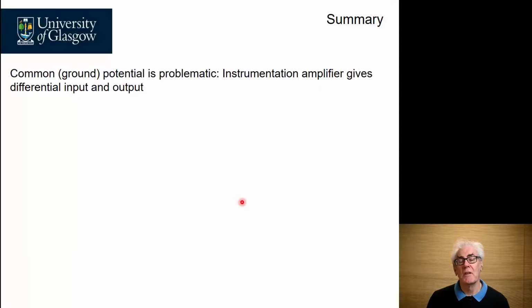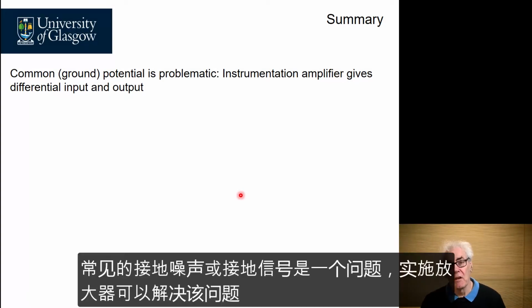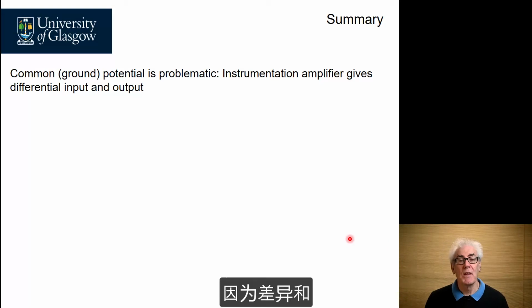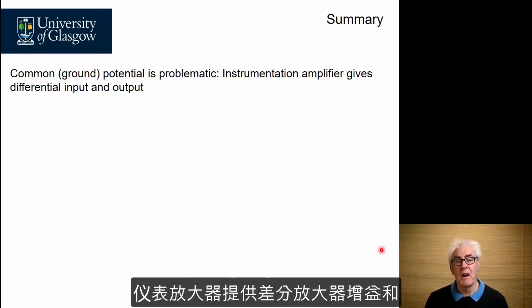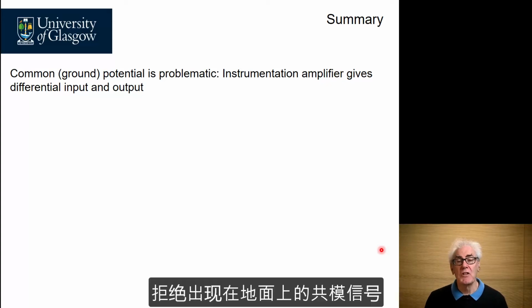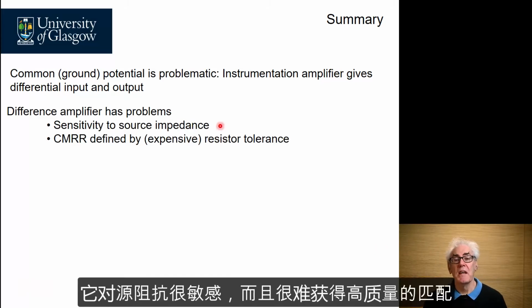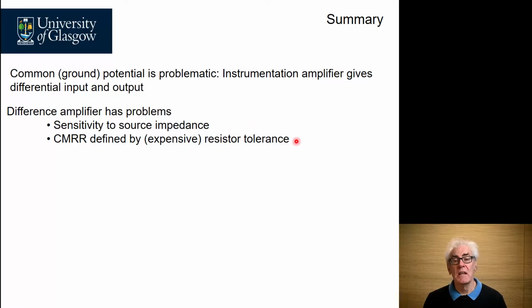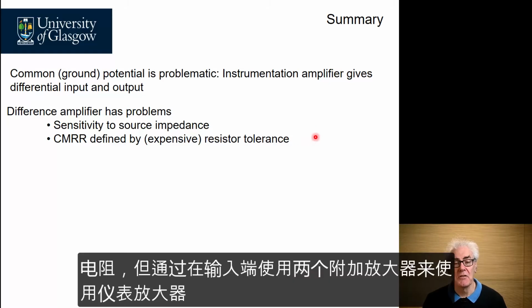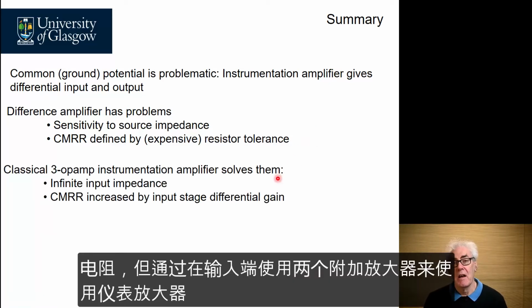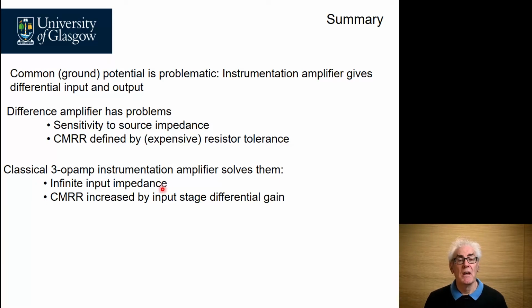So let's summarize what we discovered about instrumentation amplifiers now. Wherever we are trying to amplify signals where common ground noise or ground signals is a problem, the instrumentation amplifier is a solution to that, because the instrumentation amplifier provides a differential amplifier gain and rejects the common mode signal, which is appearing on ground. The classic difference amplifier has problems because it is sensitive to source impedance, and also it's very difficult to get high quality matching resistors. But using the instrumentation amplifier, by using 2 additional amplifiers at the input, we end up with very high input impedance, and we can increase the common mode rejection ratio by the differential gain of the input stage.